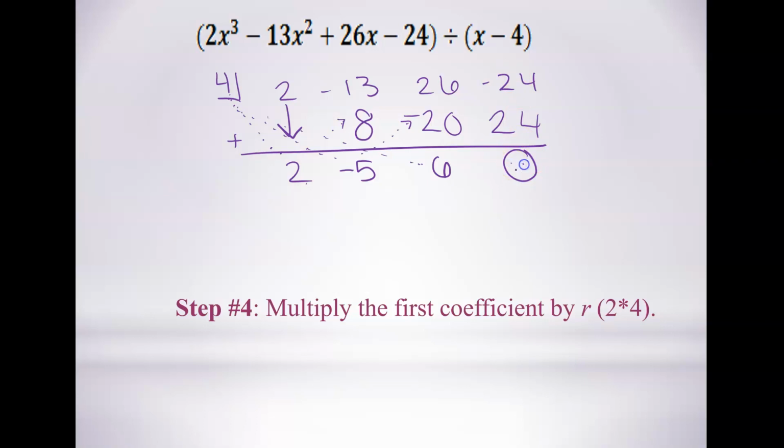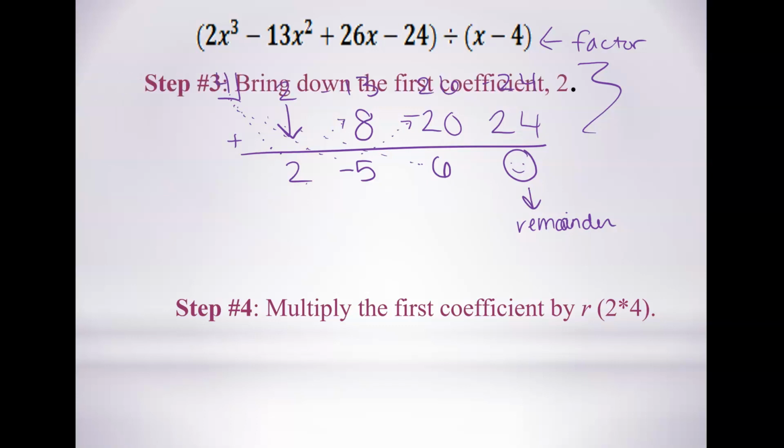We love zeros. Zeros make us happy. That means that this is the remainder. If there isn't a remainder, it means that this divides nicely, which actually means that this is a factor, and we're going to talk a lot more about that next week. But no remainders make us happy.